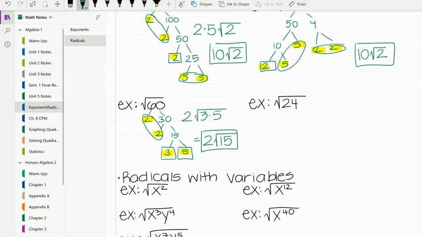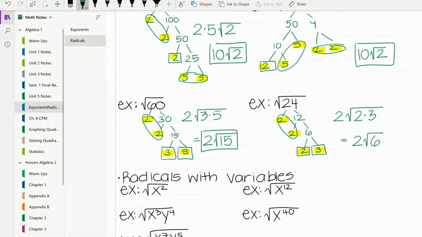All right, let's look at root 24. So this would be 2 times 12, then 2 times 6, then 2 times 3. So I'm looking at all of my prime numbers, which is 2, 2, 2, and 3. And I have a pair of 2s, and then a lonely 2 and a lonely 3. So the pair of 2s goes on the outside, and then inside would be the 2 times 3. So my final answer would be 2 root 6.